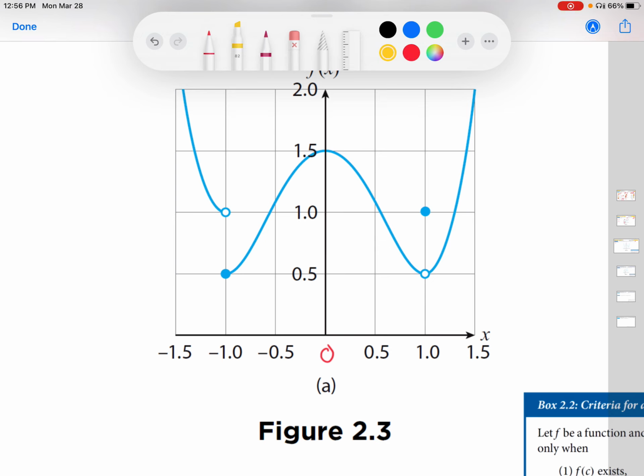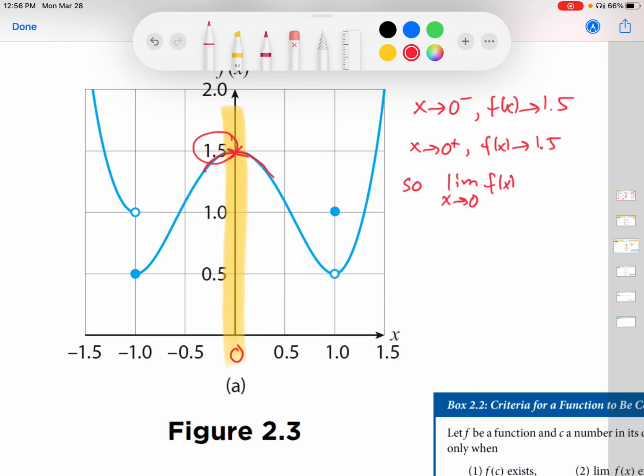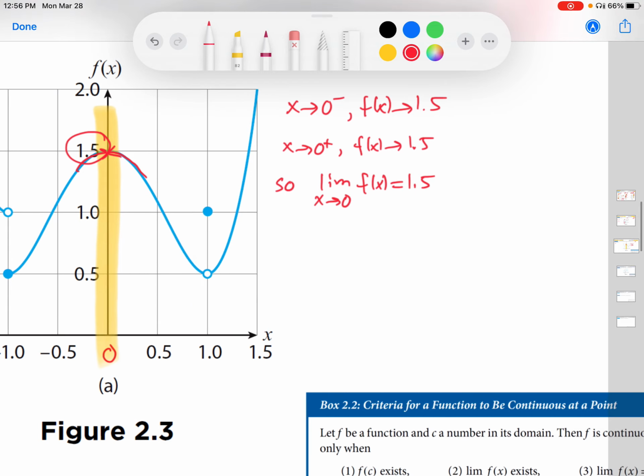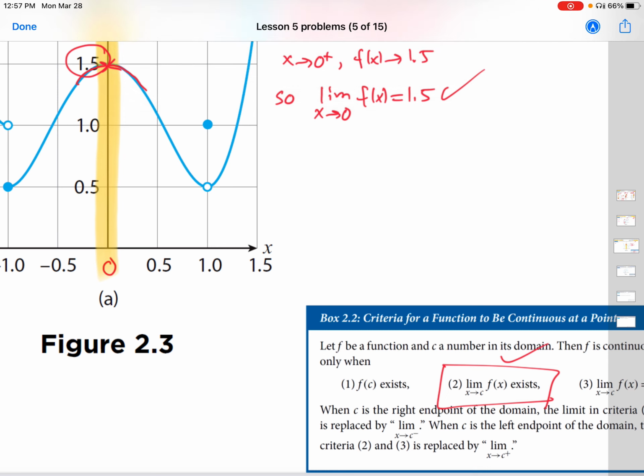Let me do my ribbon analysis. We'll draw a ribbon around 0. And then let's evaluate the left and right limits. So as we approach 0 from the left, the y value is getting close to 1.5. So f of x approaches 1.5. As we approach from the right, the y value also is getting close to 1.5. Great. So the two-sided limit as x approaches 0 of the function is 1.5. Great. So now the second criterion here is satisfied. So now we go off and we check the other two.